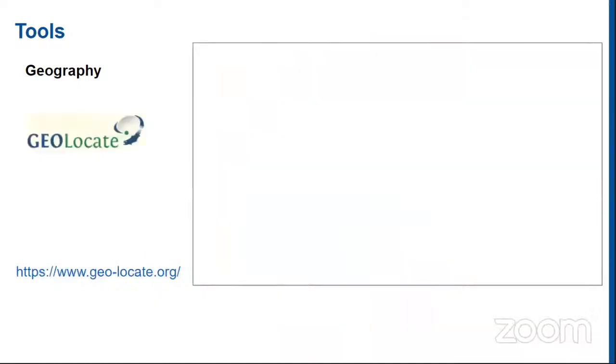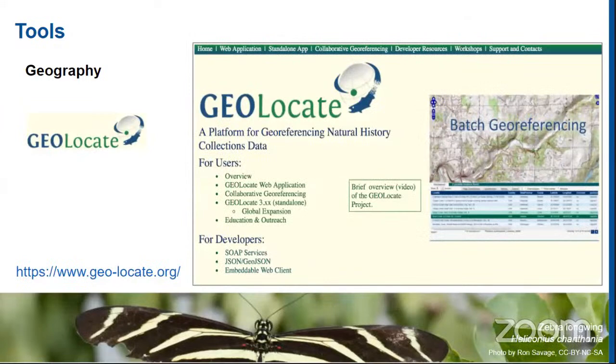So another tool for georeferencing is Geolocate. Geolocate as well allows us to look for georeferences given a locality string, and has the option for batch georeferencing, which means georeferencing many records at a time. So I also invite you to take a look at Geolocate and the functions that it provides, the possibilities of dealing with the geographic data with this program.